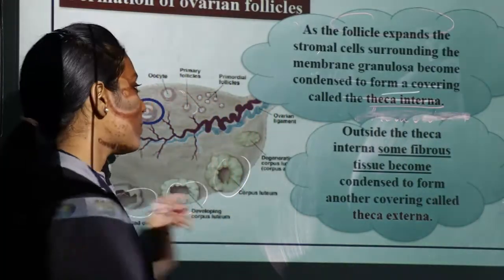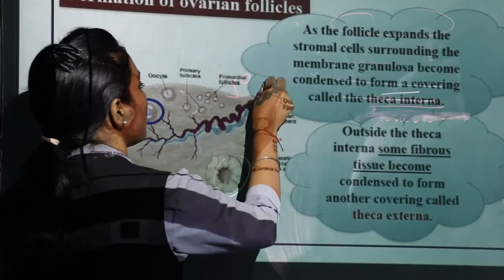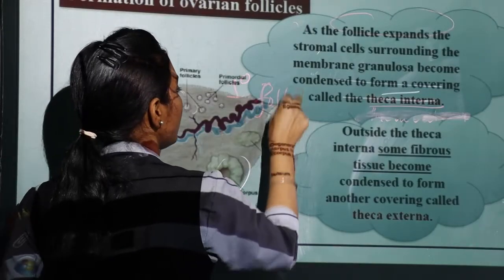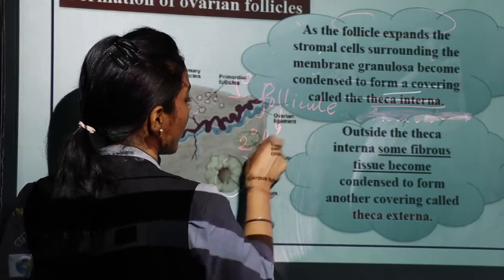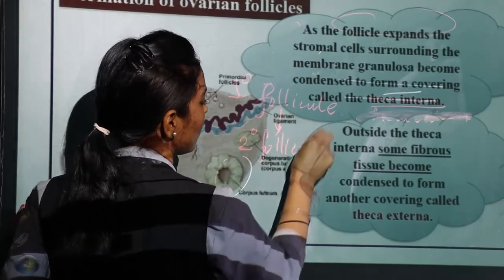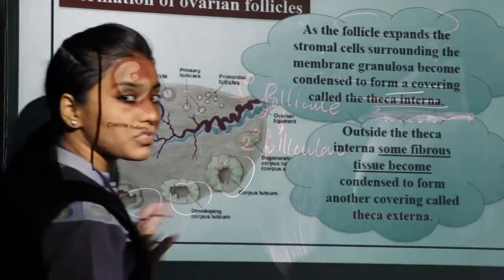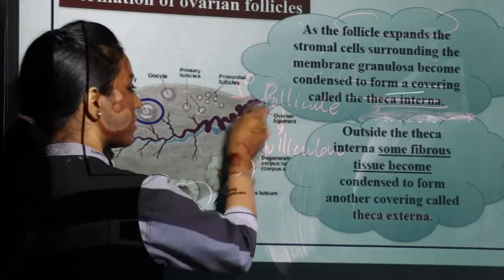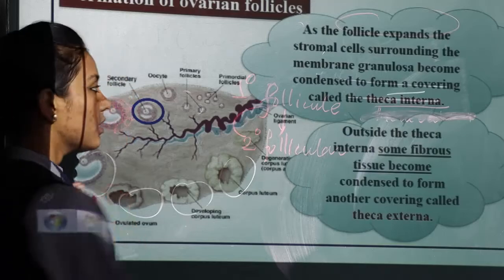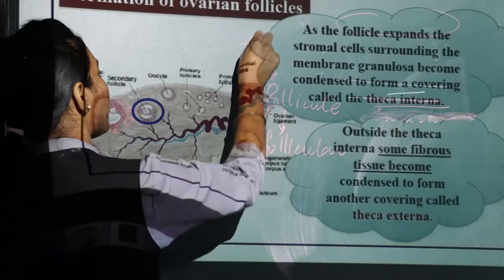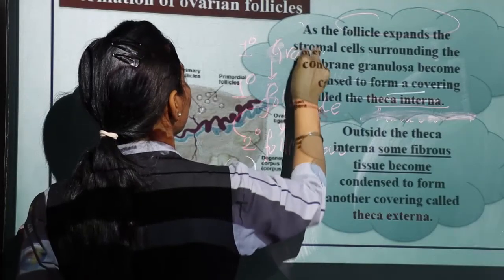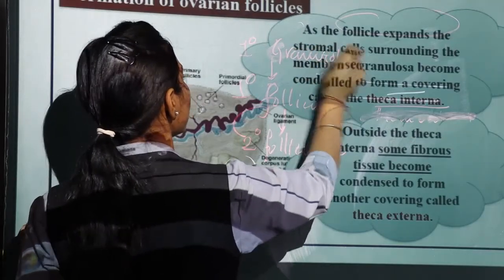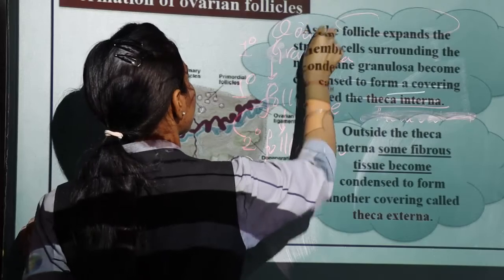We are seeing primary follicle to secondary follicle development, the changes that occur from this to this particular part. Before this, it has primary granulosa, or you can say oocytes.